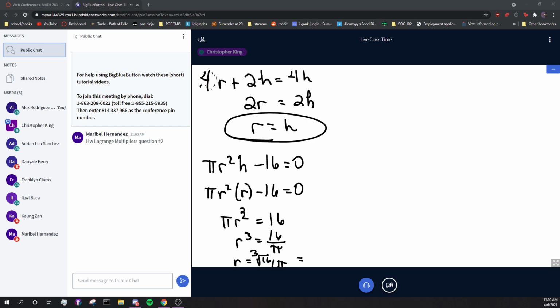Four. This is 4. So this should be 1/2 r. I mean 1/2 h. Or h is equal to 2r. This should be 2, 2.